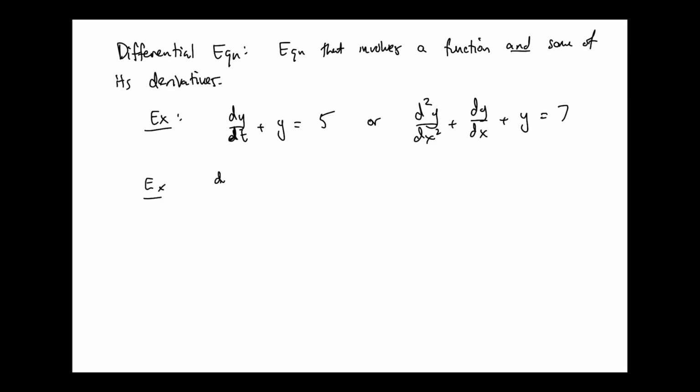For example, something like dy/dx equals 7. That's a differential equation. It's just a really simple one. And there are lots and lots of different kinds of these things that we classify according to their structure. So, for example, the first one here, dy/dt plus y equals 5, we call linear.